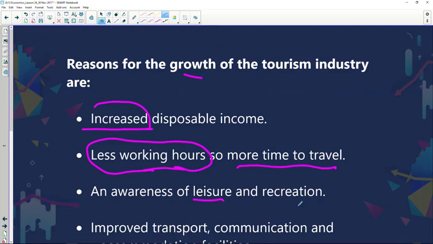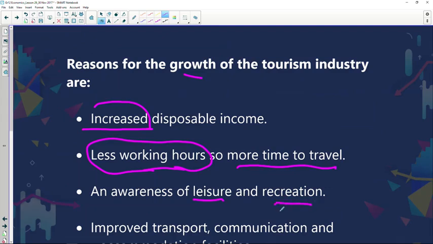So the working hours will also play an important role when we are looking at the growth that's happening in the tourism industry. So with less hours, that means that people have more time to actually travel and see the world.